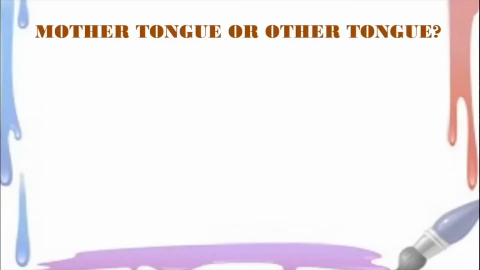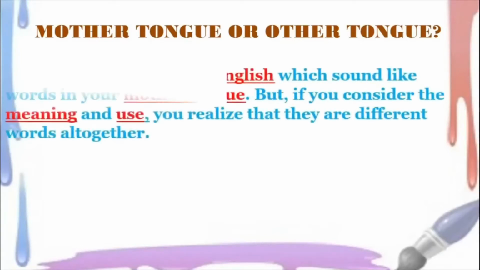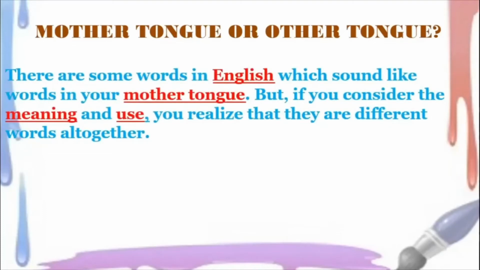So now, since we are learning in English medium schools, let us take English as the base, and then we will find out what those words are called in other languages also. So mother tongue or other tongue, what is the meaning of this particular game or vocabulary exercise? So there are some words in English which sound like words in your mother tongue. They are words in English, but the same kind of words you will hear in your mother tongue also. Now, your mother tongue may be different. Different people might have different mother tongues.